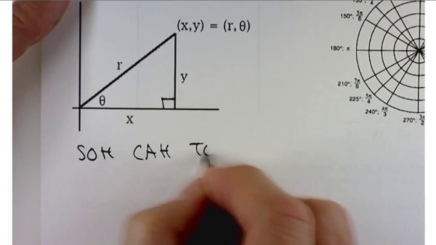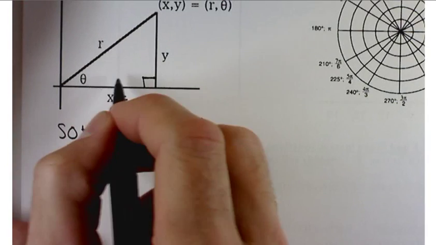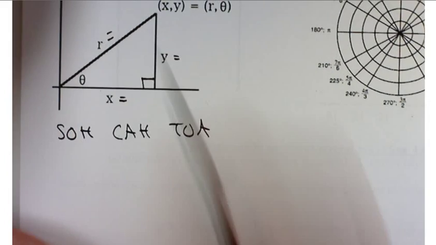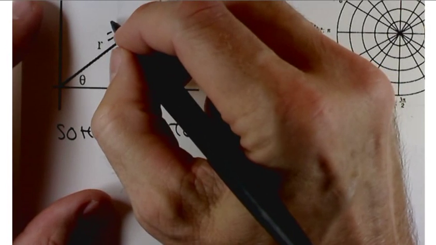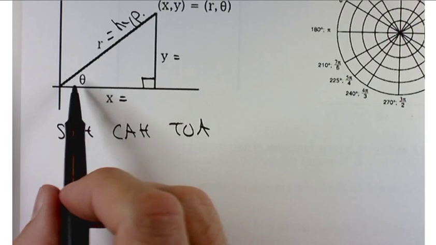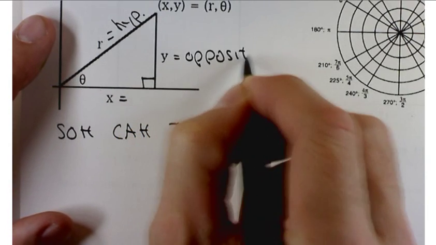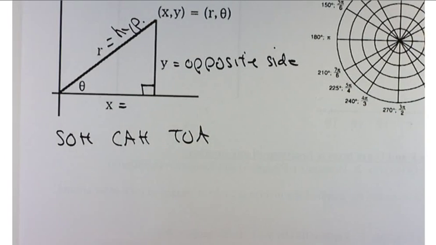A lot of you guys are ahead of me on this one. Sohcahtoa. All right, so let's define a few things first. X here, relative to theta, r here and y here. R's the radius. We also think of it as the what? Hypotenuse. And then, of course, y would be the opposite side, and x is the adjacent side.